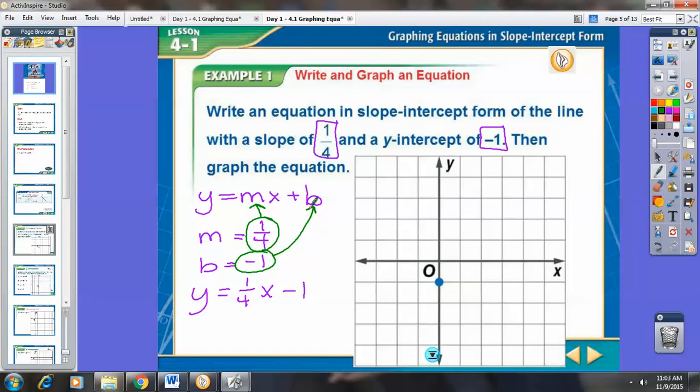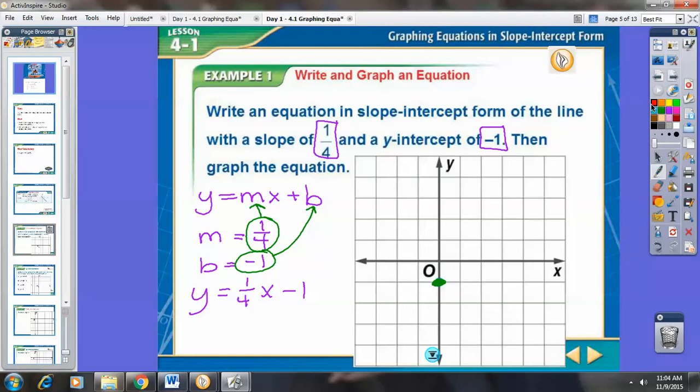Now that we have our equation in slope-intercept form, y equals 1/4 x minus 1, it's in a form that's easy to graph. In order to graph, we're always going to start with our y-intercept. Our y-intercept is at -1. So I want you to take your pencil and put a dot at -1 on the y-axis. This will happen because there's already a dot there. Okay, so from that point, we're going to use our slope to help us find additional points along our line.